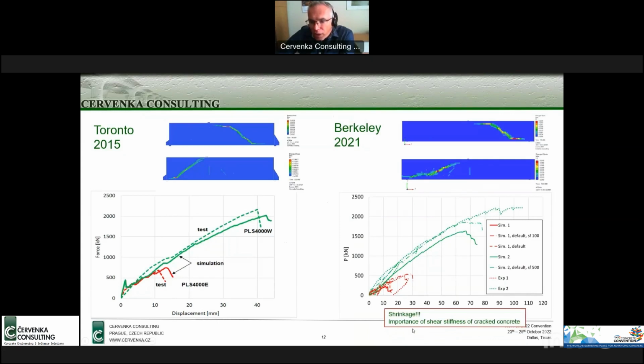Another important thing is that there is an important parameter when we make these nonlinear analyses, and that is the shear stiffness of the cracked concrete, which of course is not a parameter we know, so we always have to estimate it. And the estimation of this is very important. If you make an incorrect estimation, you may, like in this case, underpredict the real strength.